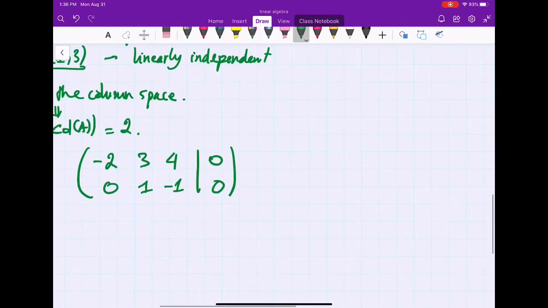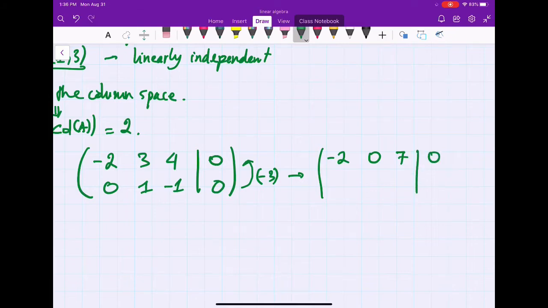So I need to get the reduced row echelon form. I multiply the second row by negative 3 and add to the first. I have negative 2, 0, 7, and 0, 1, negative 1, and 0. So this is the row echelon form, and not only that, it is the reduced row echelon form. And we know that we have two non-zero rows. We have three columns, so that means one variable would play the role of a parameter.